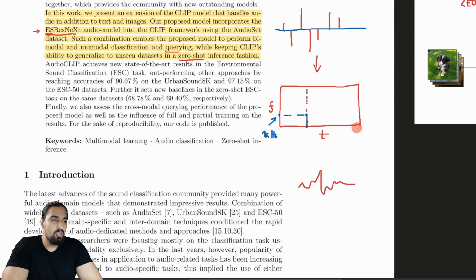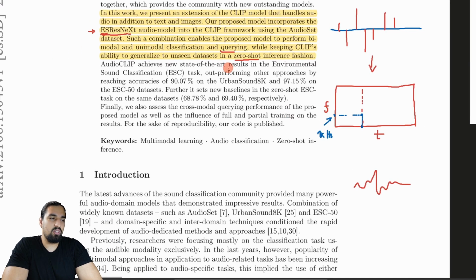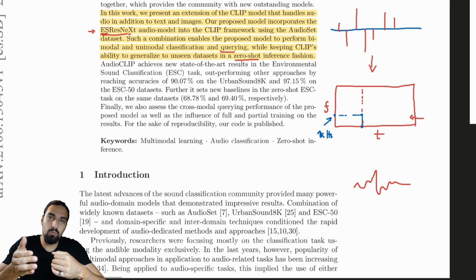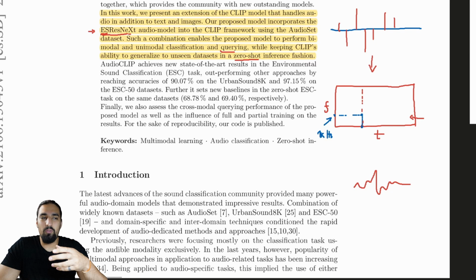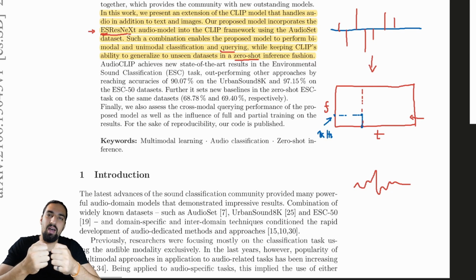So ESResNeXt is just a fancy, improved ResNet-style architecture that works across these 2D spectrograms. With a small caveat: they're not using the short-time Fourier transform. They are using something called the complex frequency B-spline, super fancy. We don't even need to know the details. They just have some additional hyperparameters, and it turns out that the STFT, the short-time Fourier transform, is just a special case of that thing.